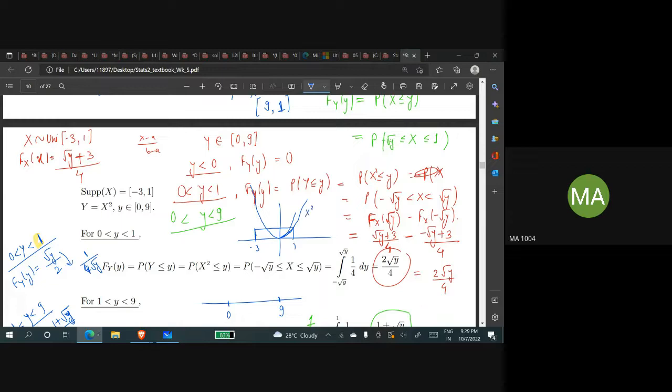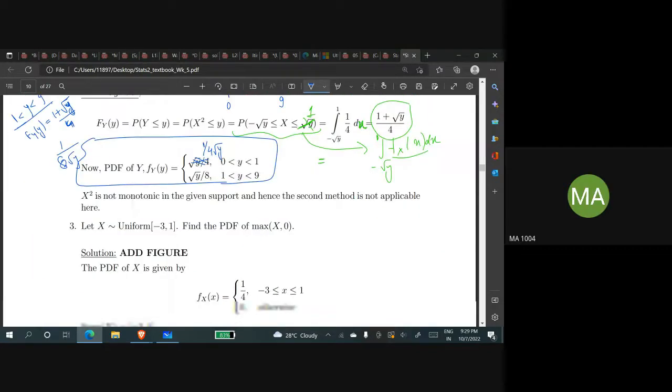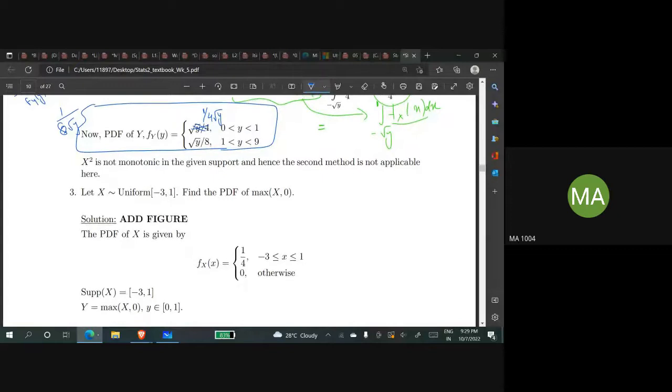And this is x square. Now this is 1 by 4 and this is 0. Oh, this is not actually right. Let me draw the figure properly somewhere. Yeah, minus 3 to 1. So this is your 1.